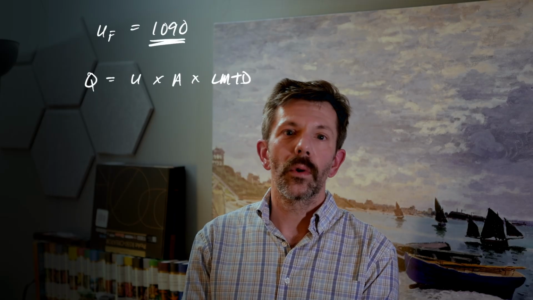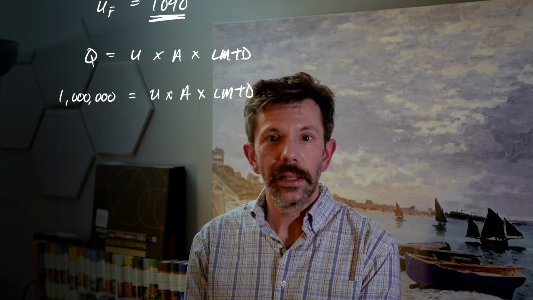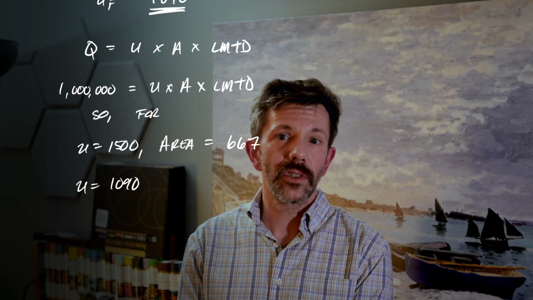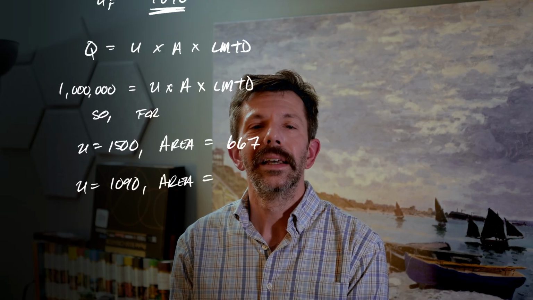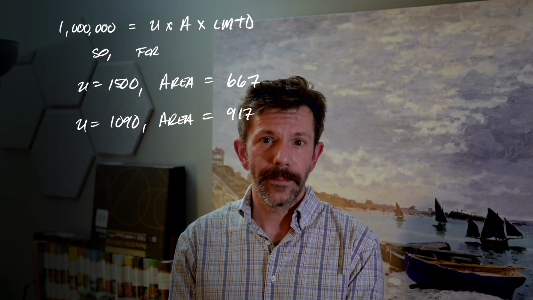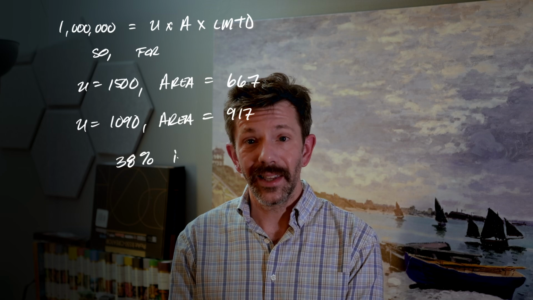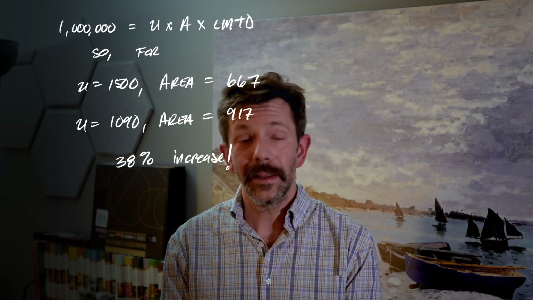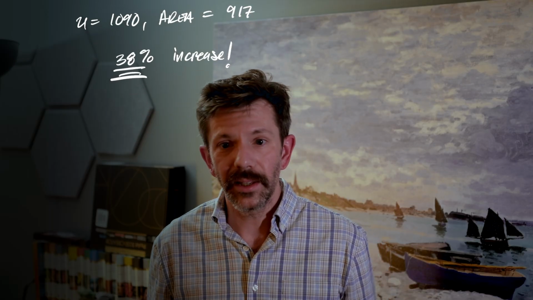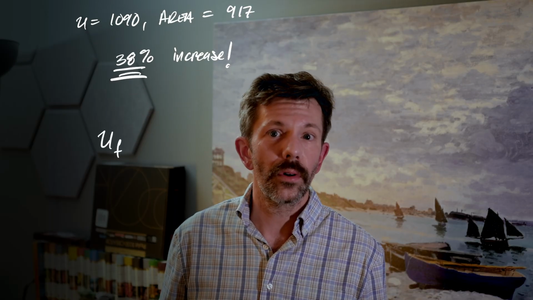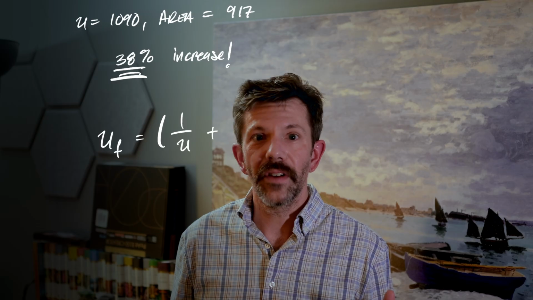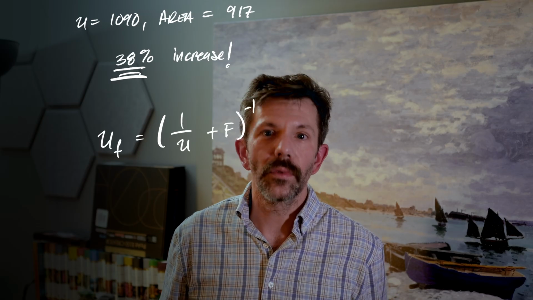Likewise, plugging that into our 1 million BTU example, your required surface area for that load goes from 667 square feet with the clean U value to 917 square feet with the fouling factor applied. It's a 38% increase. If you enjoy this kind of thing, take your calculator and graph this function, plug in 0.00025 or 0.005 for your fouling factor, and you'll see it's a very non-linear relationship.